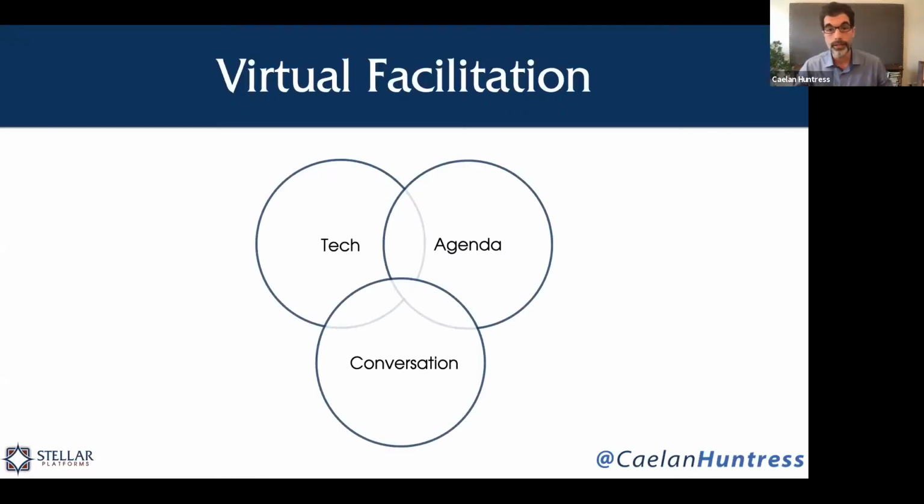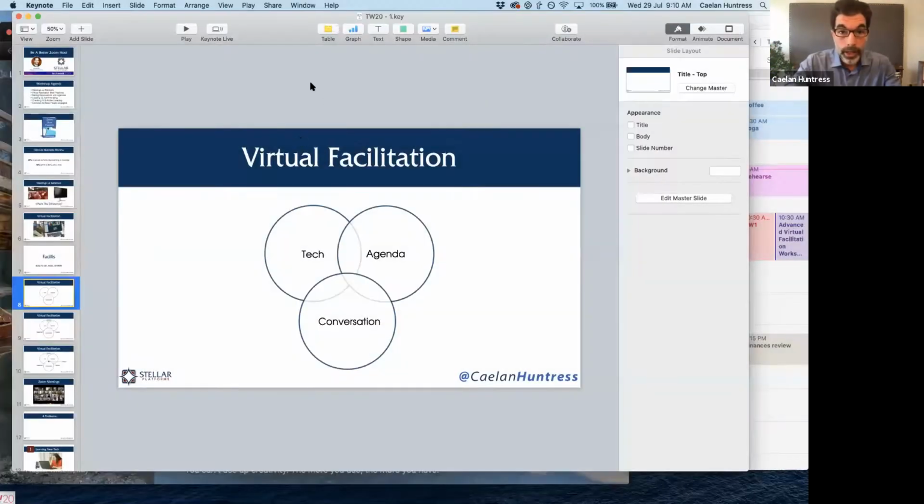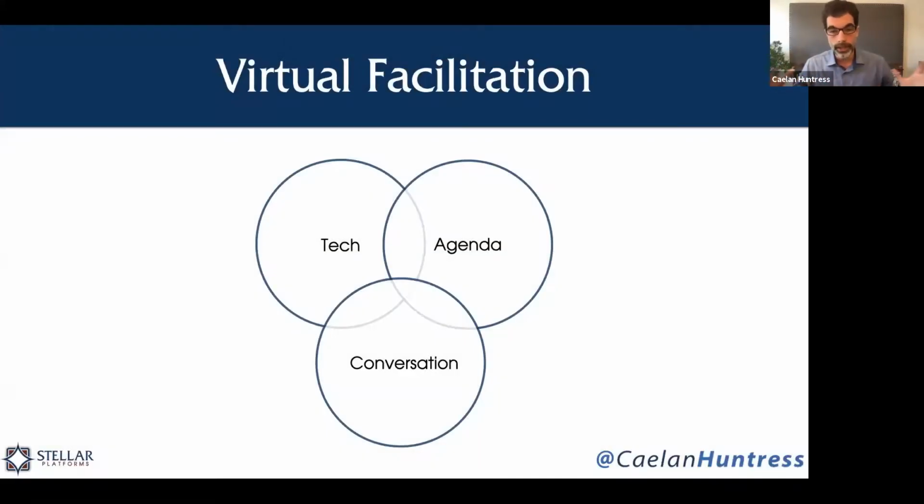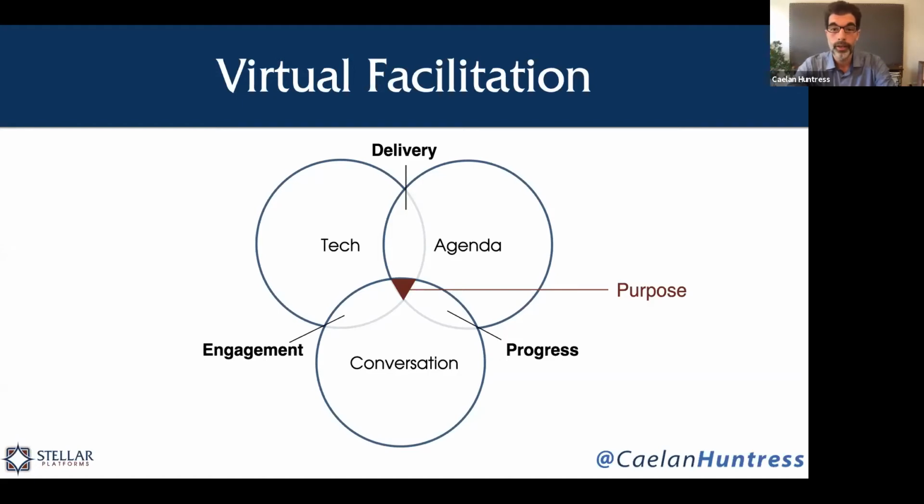And the way that we do it is looking at the overlap of these 3 areas. Pardon me, I've got a quick little bug to fix. There we go. All right. So virtual facilitation is an overlap of the tech, the agenda, and the conversation. The place where these circles overlap is your delivery, your engagement, and your progress. In the center of all three of these, this is your purpose.